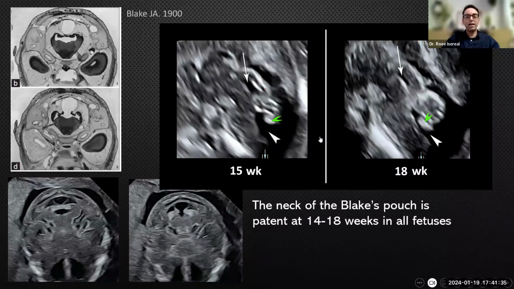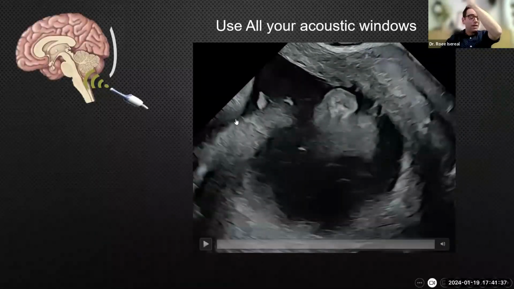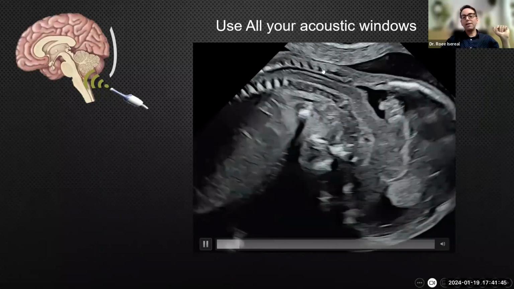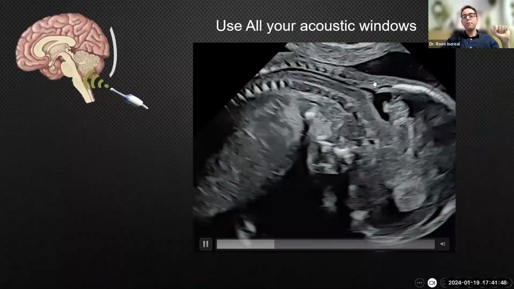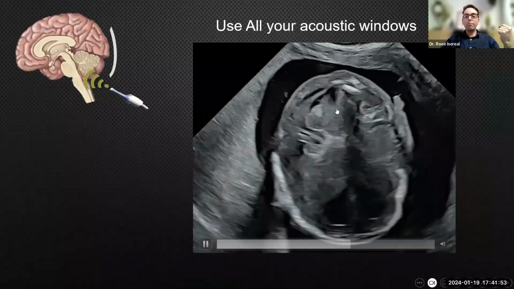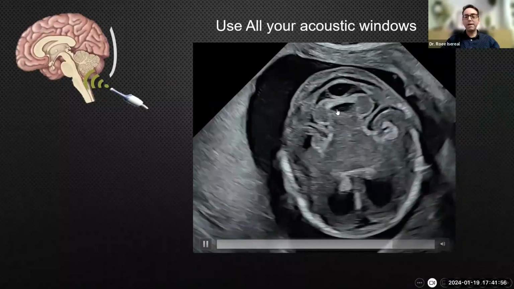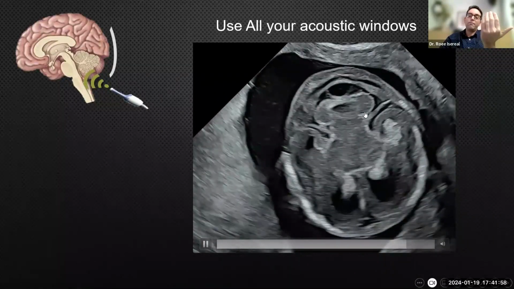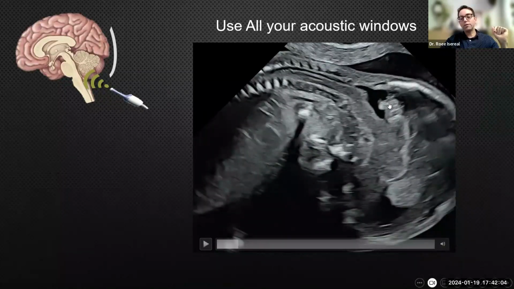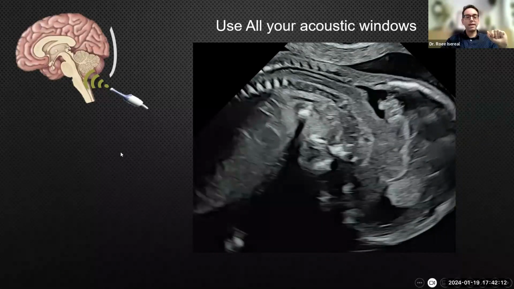Now, another important acoustic window that sometimes people forget about is below the foramen magnum, below the occipital bone, through the foramen magnum. Let me show you by transvaginal ultrasound. It's quite easy to approach because you're going along the back of the fetus, and then you can rotate, and you can see the lower part of the fourth ventricle, the Blake's, the medulla oblongata, and if you come from low enough, you can also appreciate the lower part of the vermis. So this is another very nice acoustic window in early pregnancy. Don't forget to use it in your routine scans.